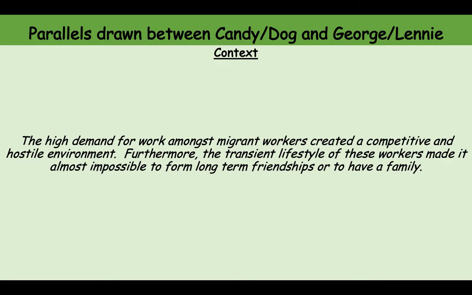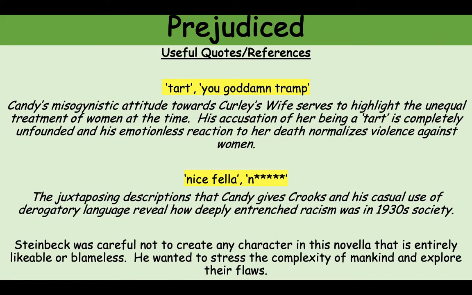So thinking about the fact that he does at least have some companionship, it sets him apart from the other workers. And that was unusual at this time because of the high demand for work amongst migrant workers. It created this really competitive and hostile environment. So it meant people weren't friends. They saw each other as each other's competition. But of course, it's the transient lifestyle as well of the migrant worker, the fact that they do have to keep on the move, that made it really difficult to form long-term friendships, and especially to have a family. So these men just led very lonely lives.